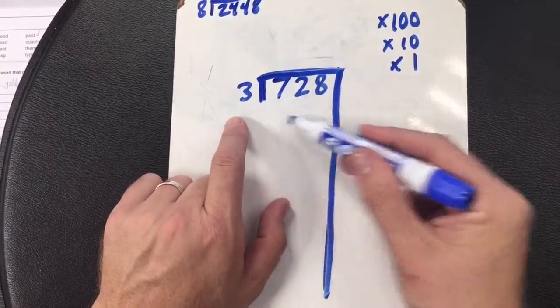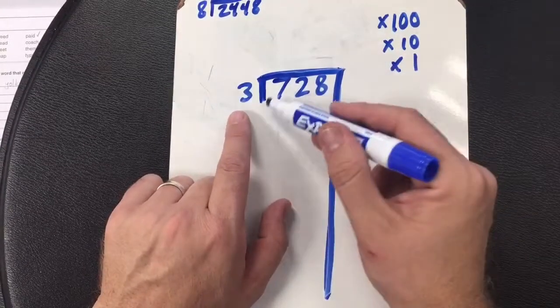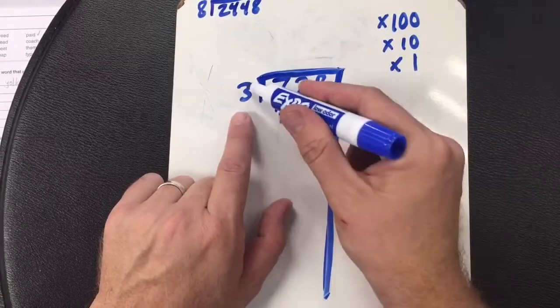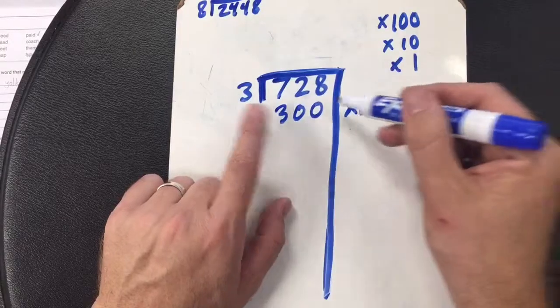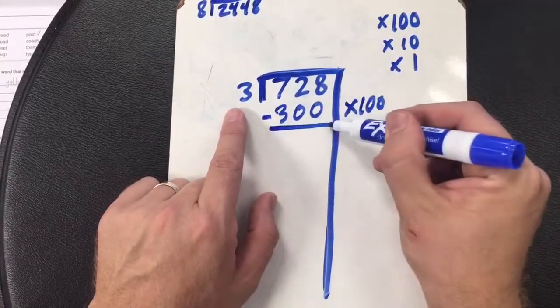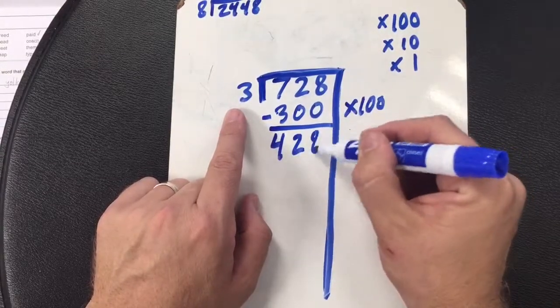Now remember, this is 3 times 100, right? So definitely I can pull out one 300 group, or 3 times 100. That's 3 here times 100 is going to be equal to 300. And I can pull that out of my 728, and I end up with 428.